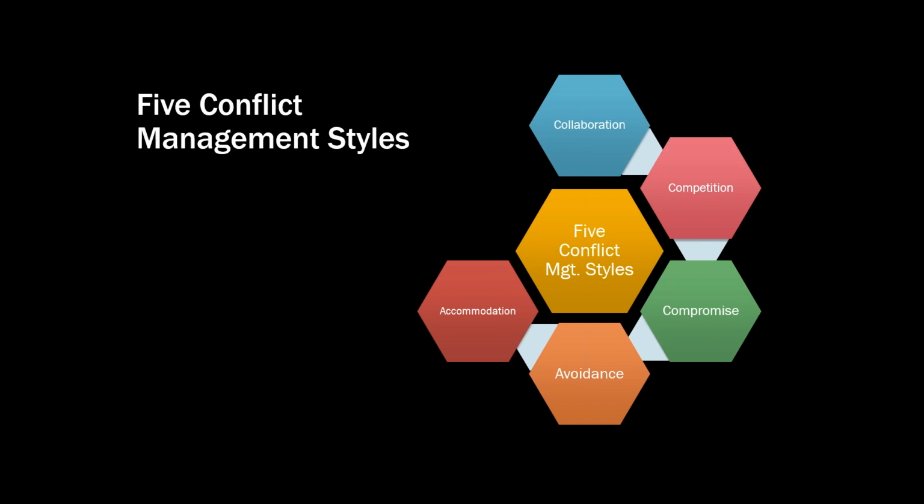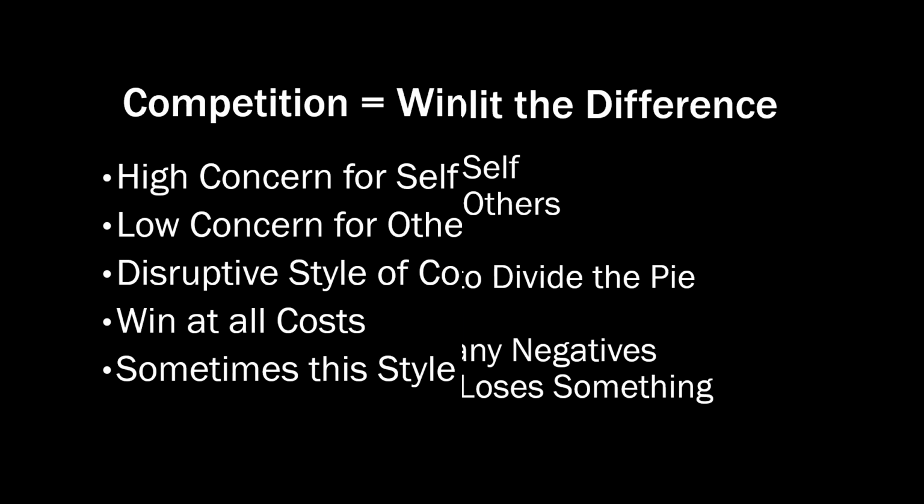Now, there are 5 conflict management styles. Let me take a minute here to go over what the 5 are, and then we'll get into discussions about that. First of all, there's collaboration, followed by competition, then compromise, avoidance, and finally, accommodation. Let's talk about collaboration first.